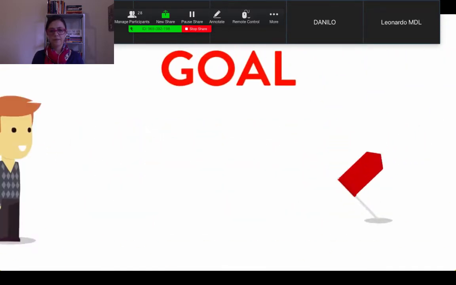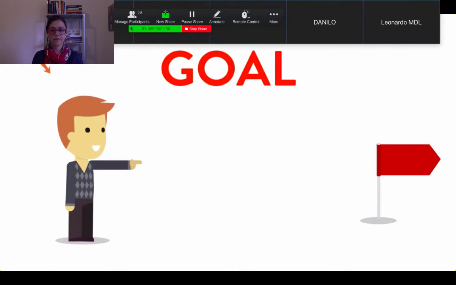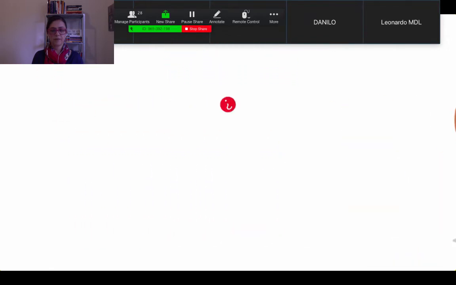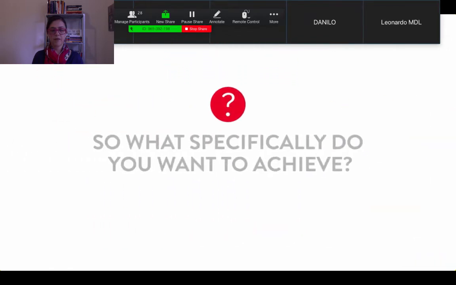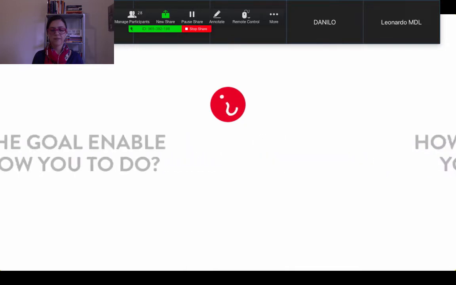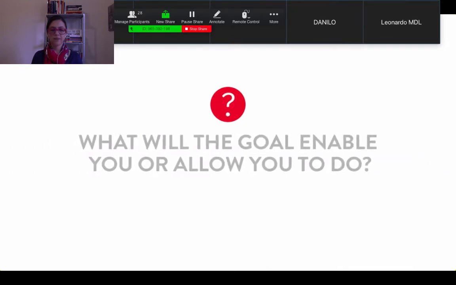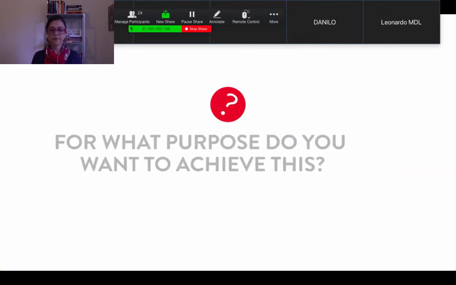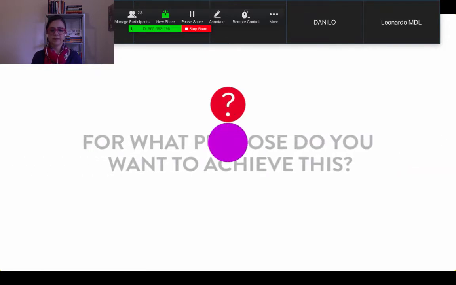Goal is what you agree the outcome to be, and it should come from the person being coached. Ask questions like, so what specifically do you want to achieve? How will you know when you've achieved this? What will the goal enable you or allow you to do? And for what purpose do you want to achieve this?